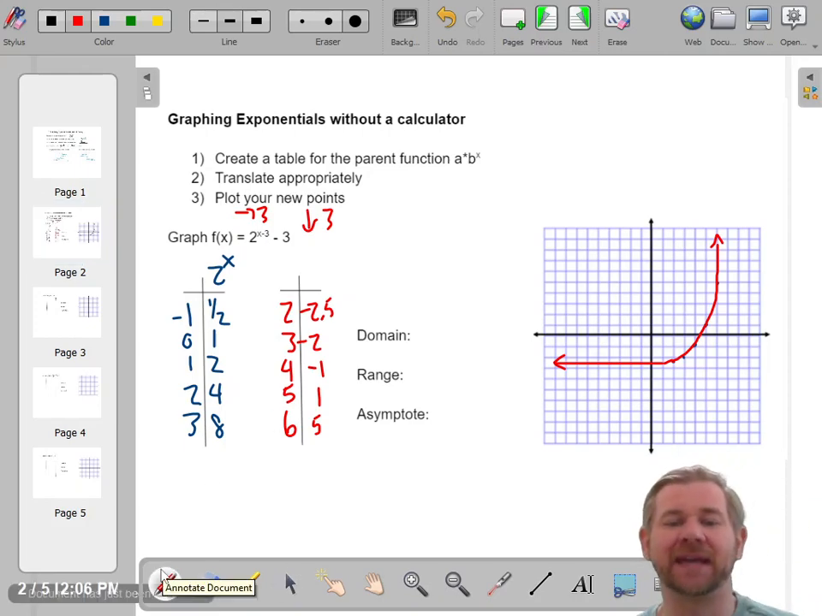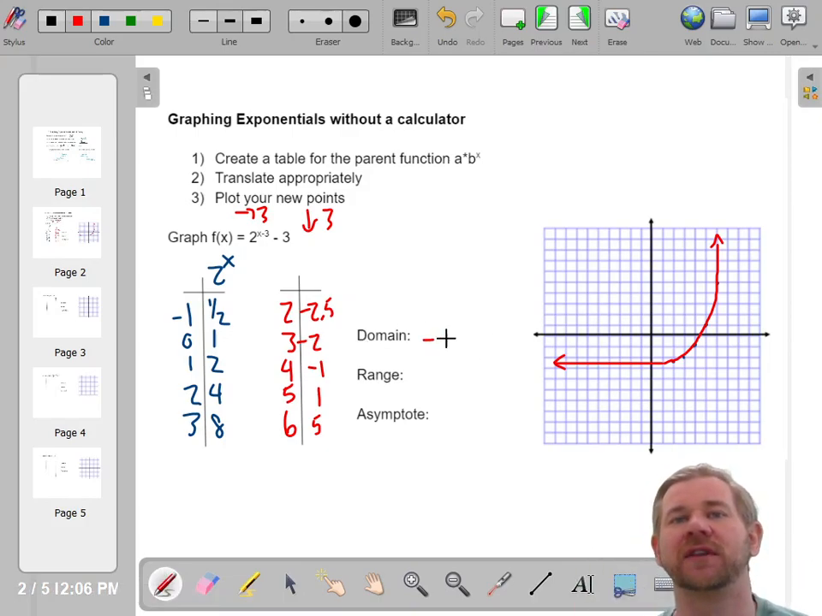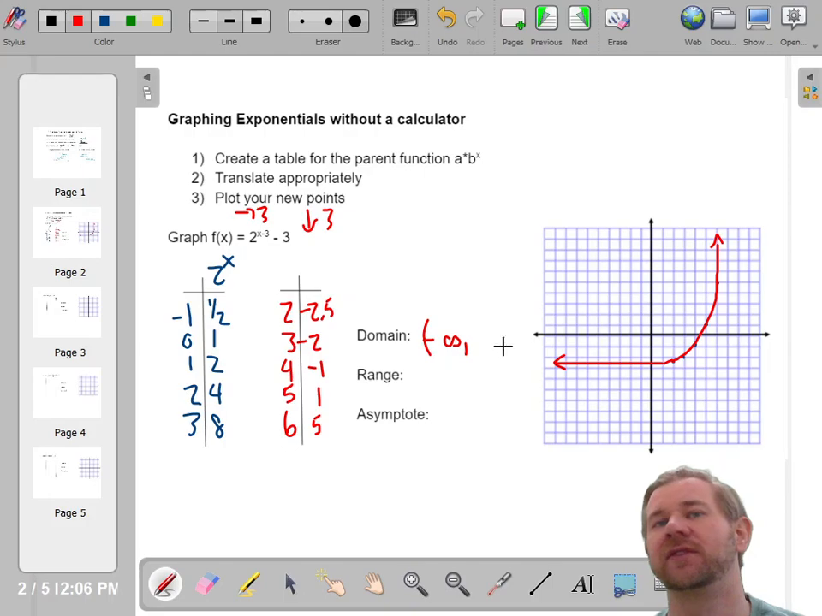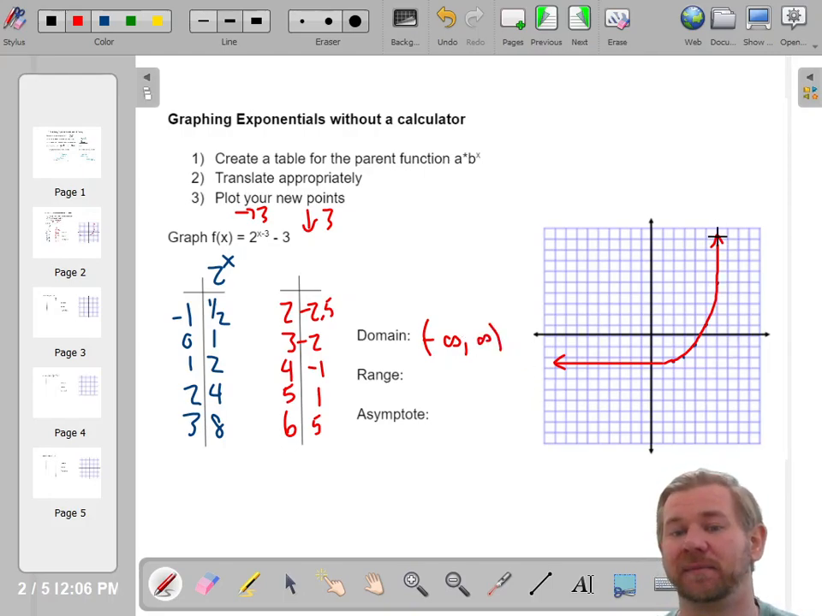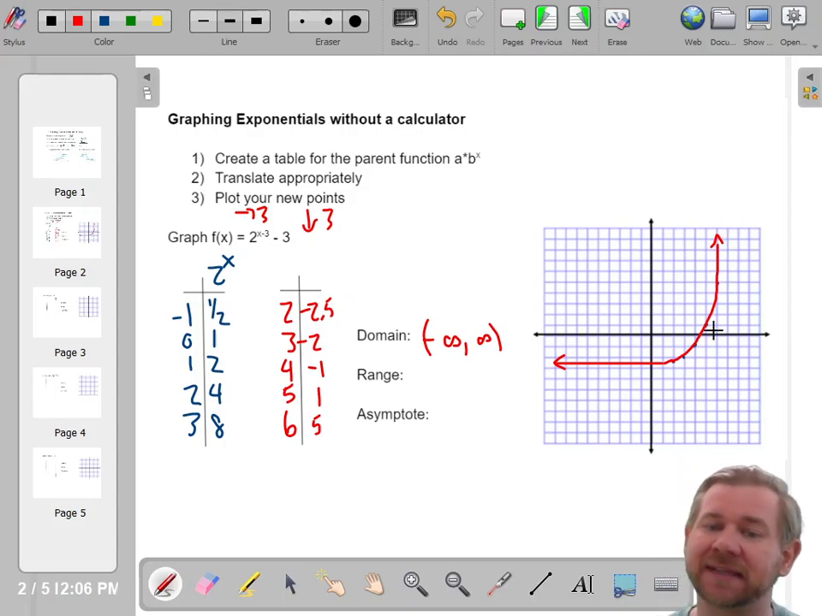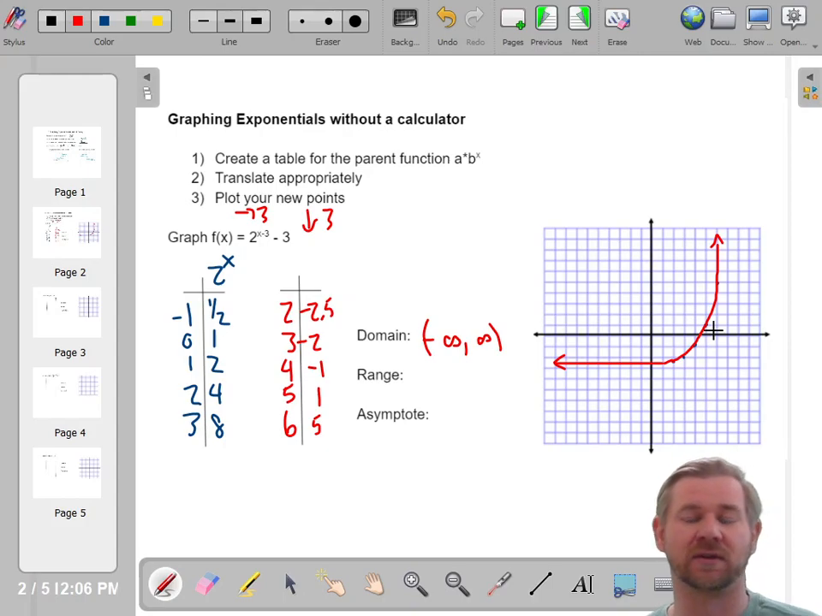So let's talk about domain. Remember, domain is left and right. As you go left and right, this thing goes forever to the left, so negative infinity, and forever to the right, positive infinity. It does take a while to get there. It's going to slow down because it's going to get really, really steep, but it does keep going. It just takes a long time.